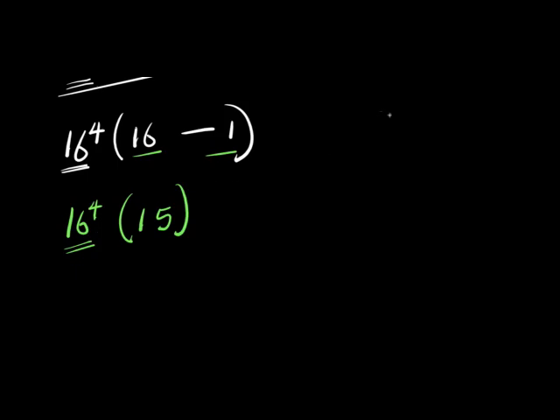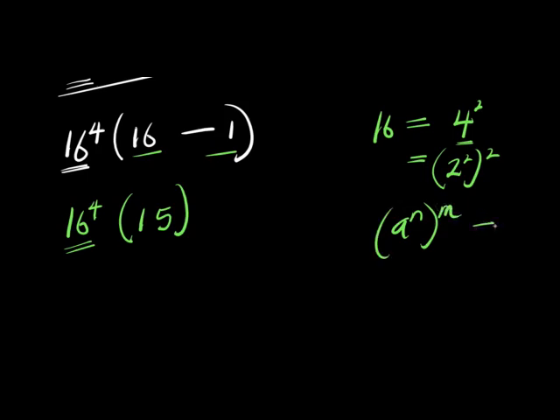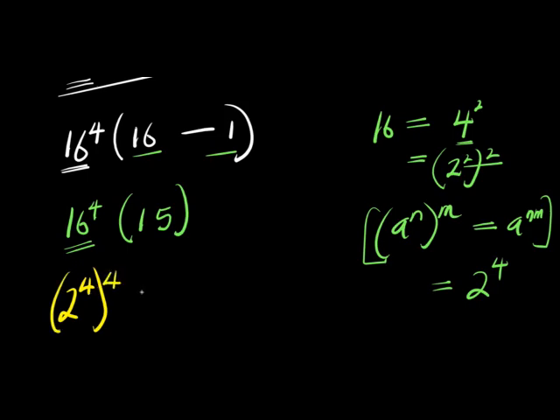Now this is 16. We can express 16, which is a perfect square, as 4 power 2. From there we can also express 4 as 2 power 2. This is raised to the power of 2. You have a power m raised to the power of n equals a power m times n. Multiplying this out, we have this is 2 power 4. We have 2 power 4 raised to the power of 4 times 15.